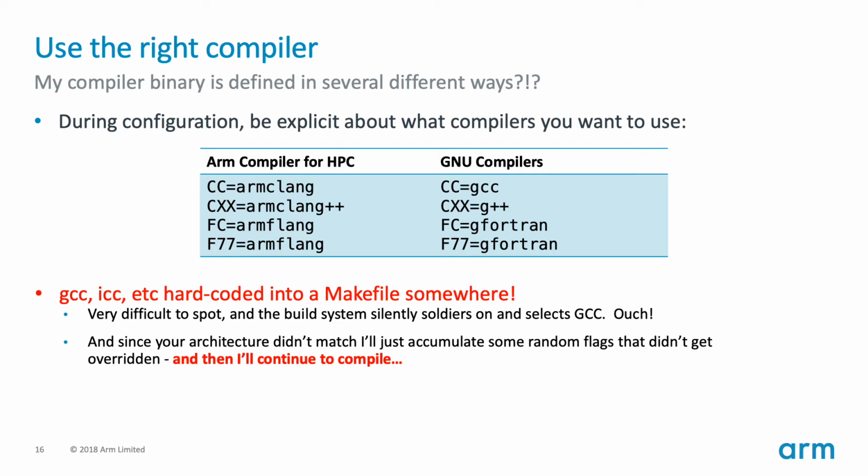If you're using a well-designed, well-supported build system, this won't be a problem. But unfortunately, many HPC applications and legacy applications have homegrown customized build systems. So check your compile logs and look for invocations of GCC, or if performance is really, really poor, just make sure that you're actually using the compiler you think you're using.